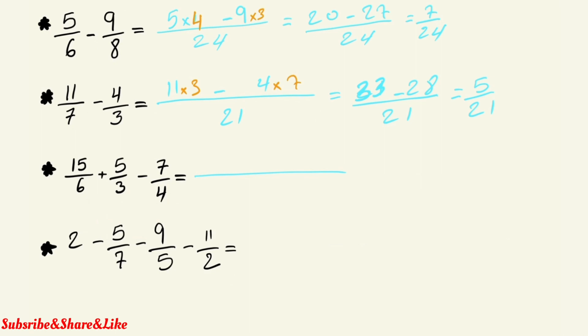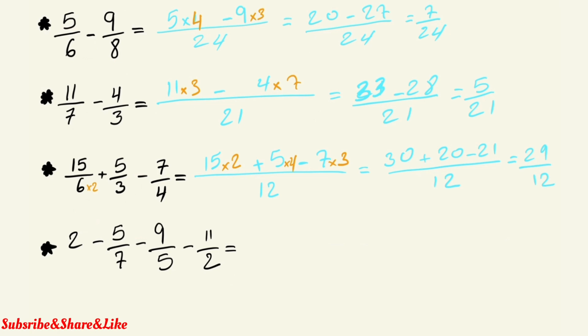So what we're going to have, we have here 12 in the bottom, 12, 15, minus, let's do a plus 5 minus 7. So we multiply the first one by 2, we multiply the top by 2, multiply the second one by 3, multiply here by 4, we multiply here by 4 as well, we multiply here by 3, so it's going to be 30 plus 20 minus 21 over 12. It's going to be 50 minus 21, which is 29 over 12.